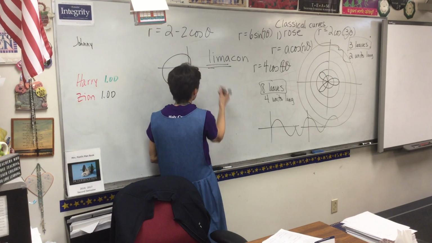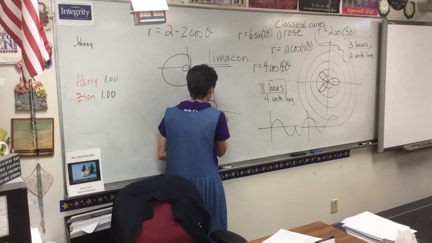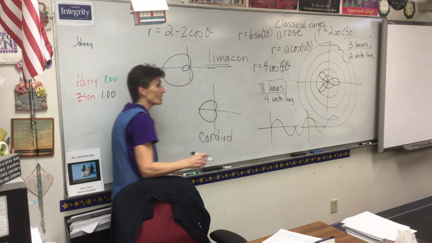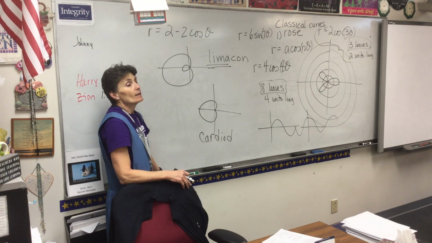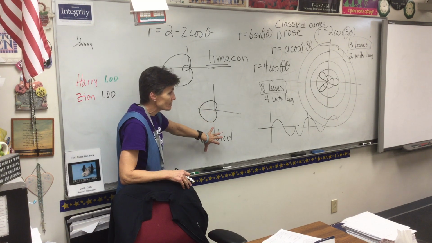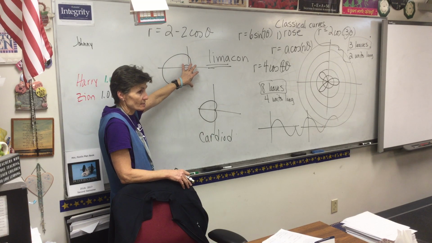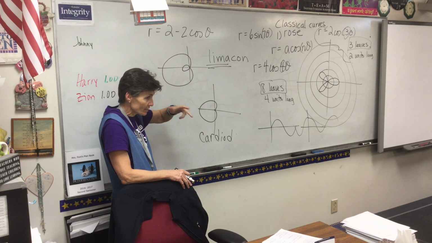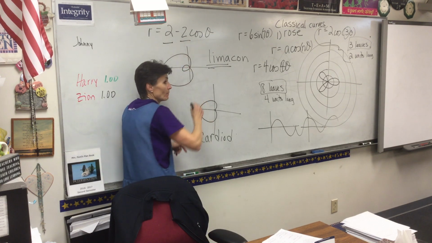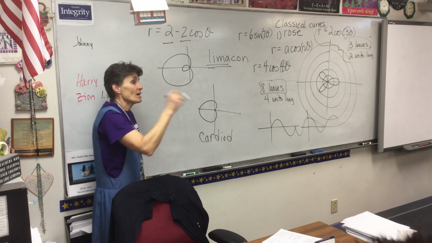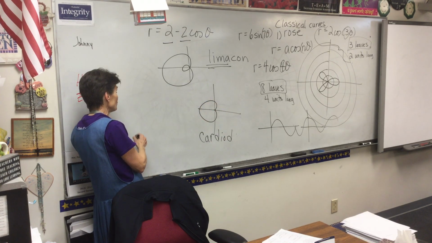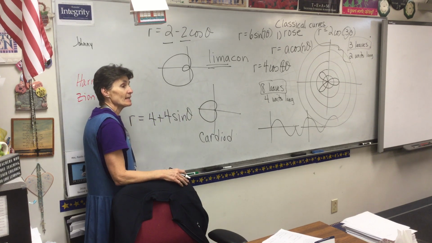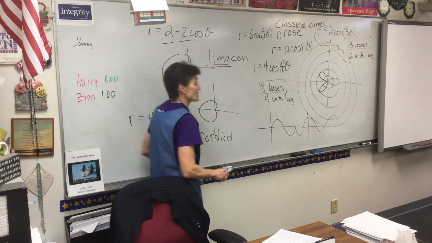So what you have, if you did cosine, is a shape that looks like that. That is called a cardioid. It looks like a heart. Because it looks like a heart. Cardio. Now, cardioids are special limaçons. You will recognize the equation of a cardioid because these two numbers will match. There will be a test question sometime in your future that says R equals 4 plus 4 sine theta. Is it a cardioid? Yes, because those numbers match.